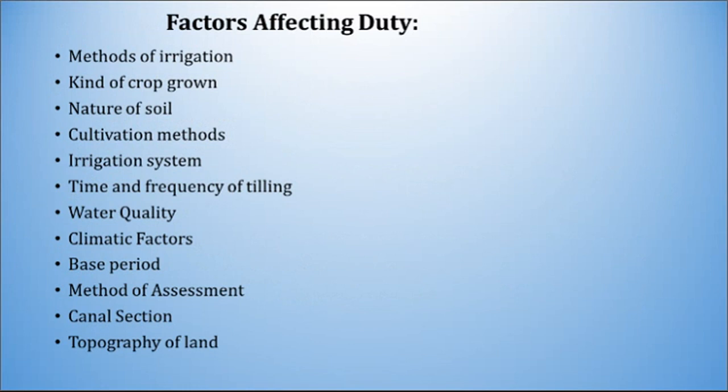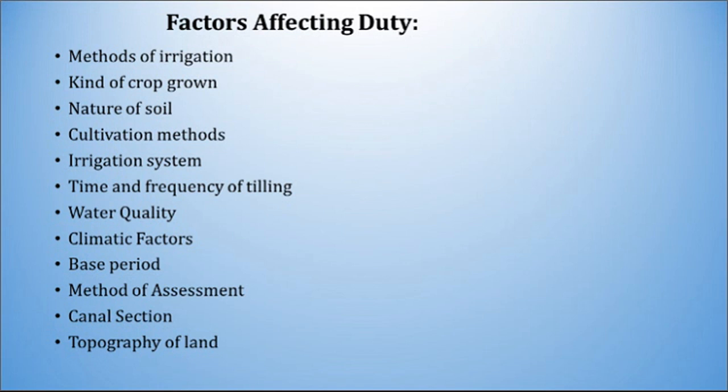Now let us see the factors affecting duty. Since duty refers to the area of land irrigated if we supply a unit discharge of water for the entire base period, there are several factors which will affect the duty of water. These are the factors: methods of irrigation, kind of crop grown, nature of the soil, cultivation methods, irrigation system, time and frequency of tilling, water quantity, water quality, climatic factors, base period, method of assessment, canal section, and topography of the land. So in general, all these factors will affect the duty.